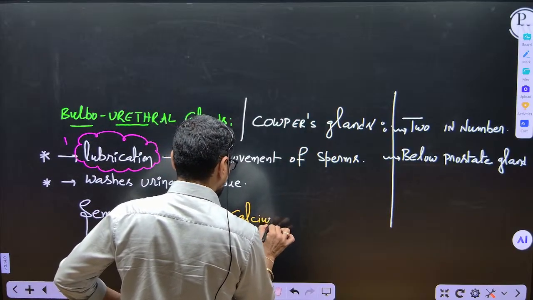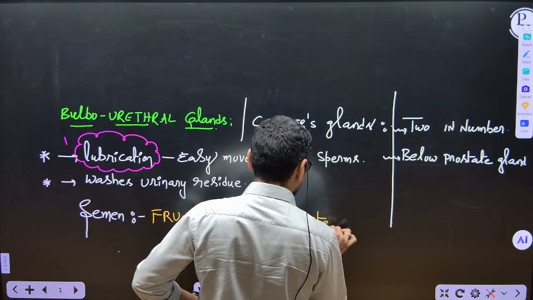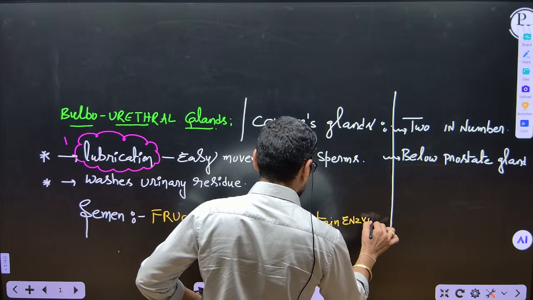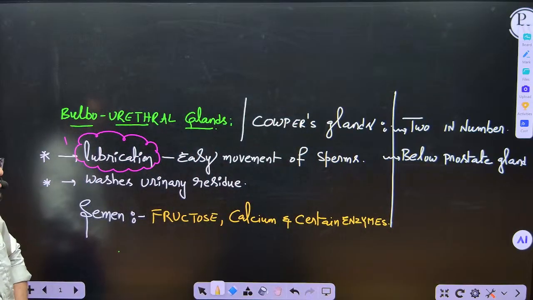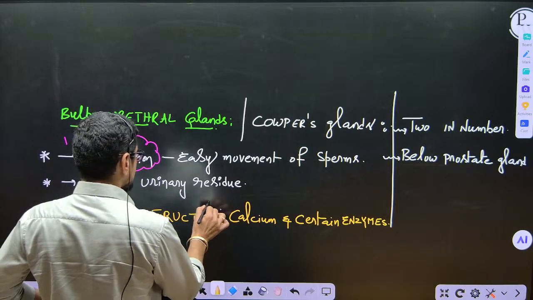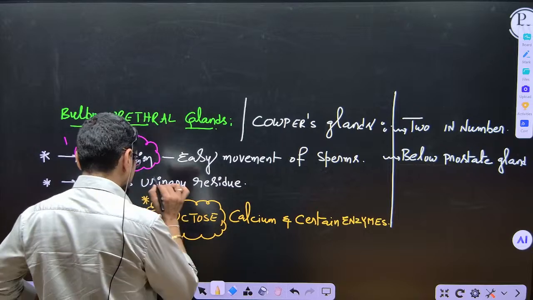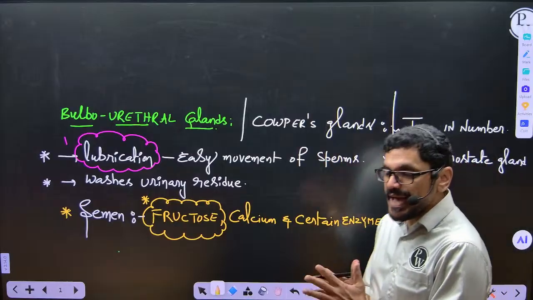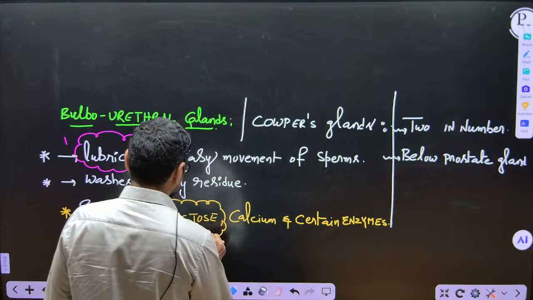calcium, and certain enzymes. Fructose, calcium, and certain enzymes. This is a previous question. See, here I will add one more star, one more previous question. What is that question? Fructose acts as the main energy source outside the body. Very important point in the examination.